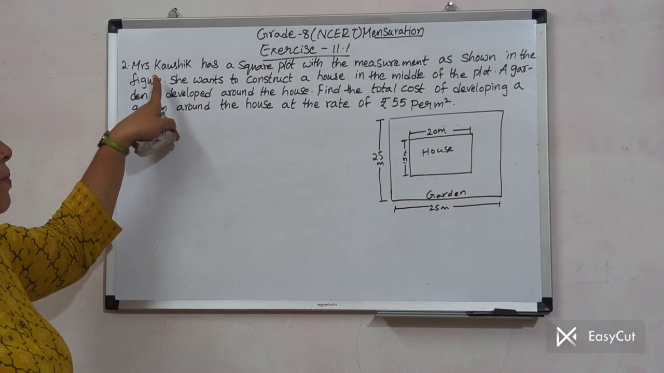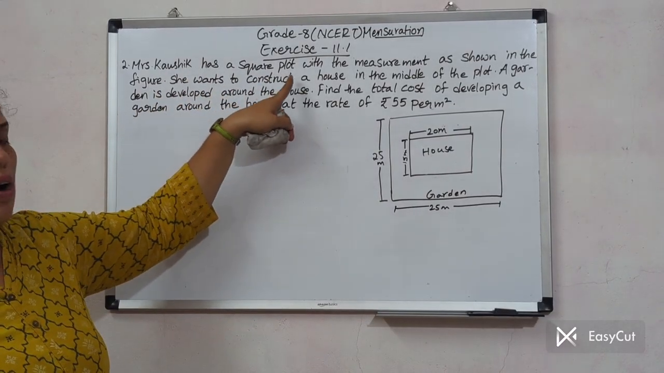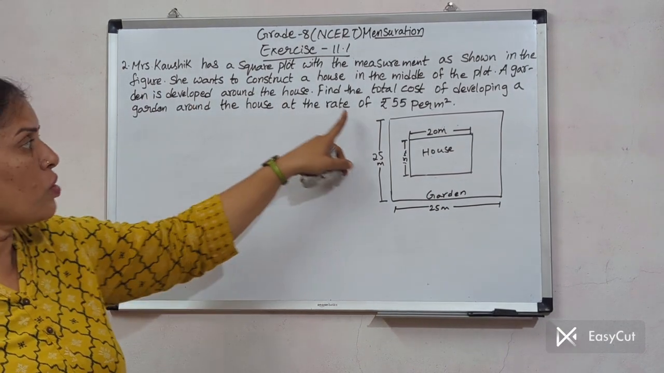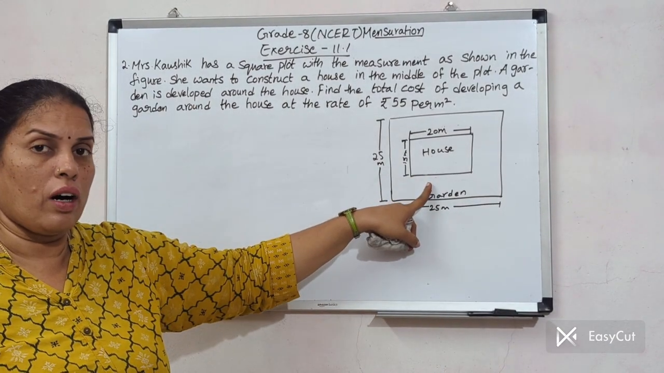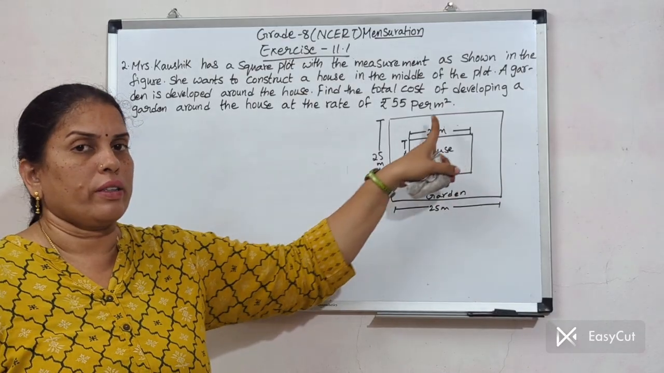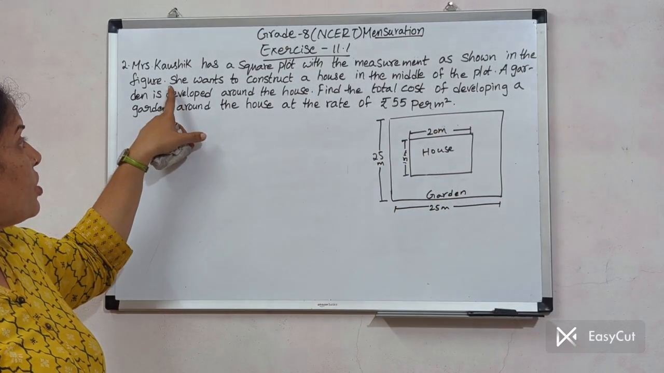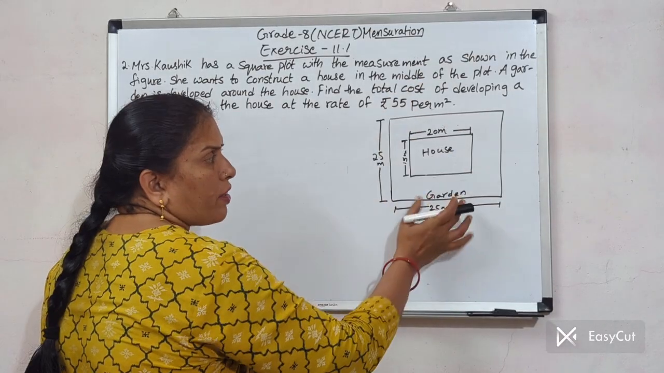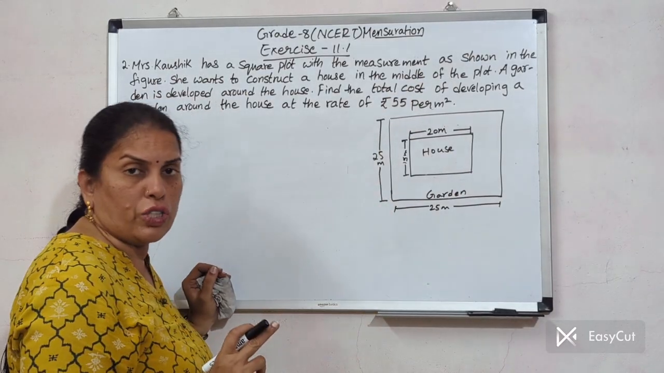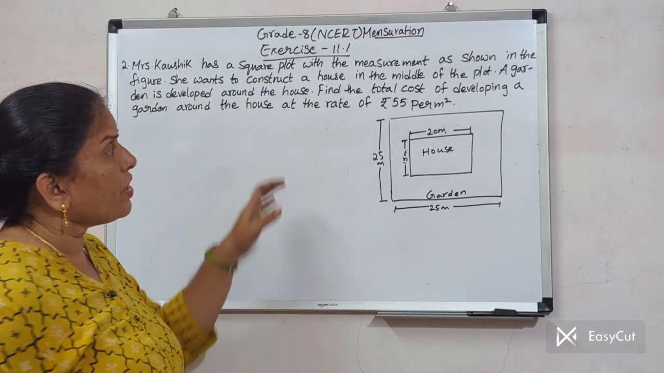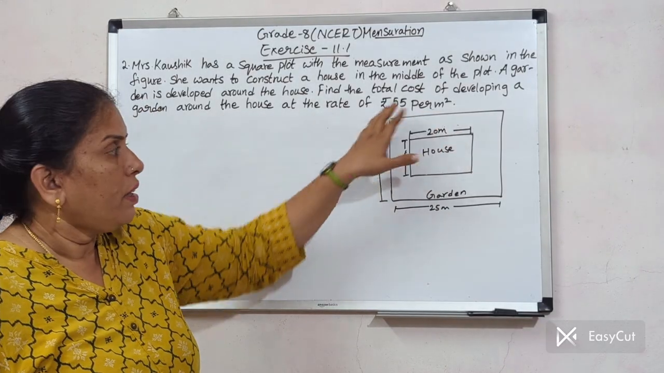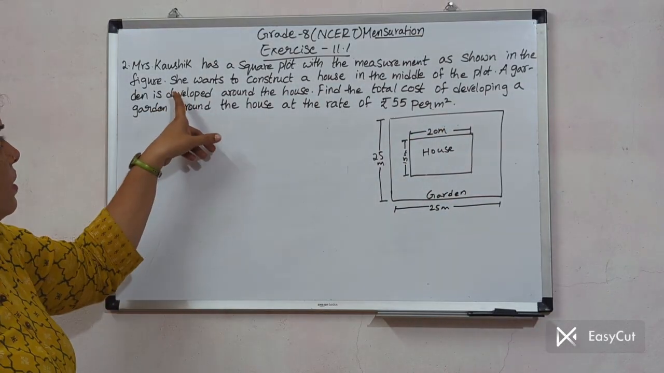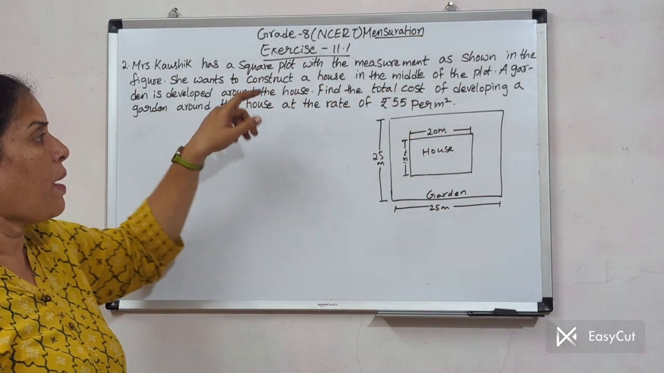Next question. Mrs. Kaushik has a square plot with the measurements as shown in the figure. Mrs. Kaushik constructed a house here. She is having a plot. They gave one figure. She wants to construct a house in the middle of the plot. This is the plot of Mrs. Kaushik, and in the middle she wants to construct a house.